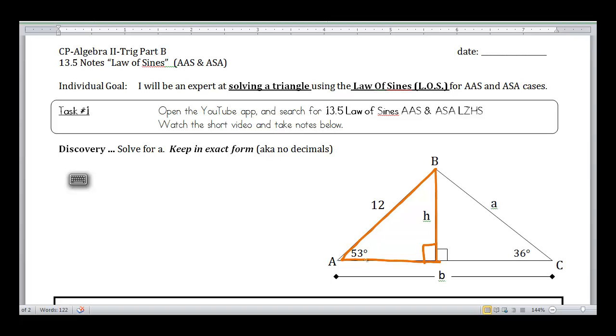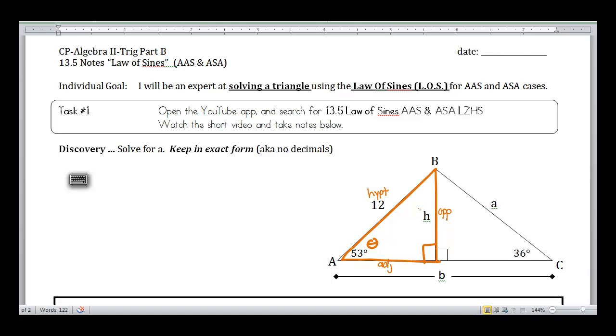Since we are given that angle A is 53 degrees, I'll make that my theta. Once I know that 53 is theta, I know that my altitude, which we'll call h, is going to be the opposite side. I know that the 12 is opposite my right angle, so this would be the hypotenuse. And I know that this part of side B here is going to be adjacent to my theta.